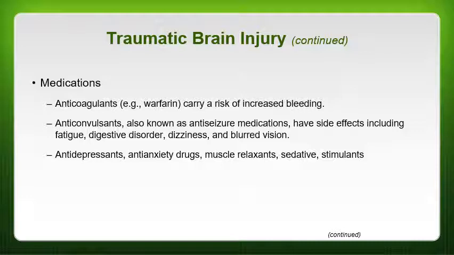Again, make sure to review your table. The medication table for traumatic brain injury is table 8.5. It outlines some of these medications, their effects, side effects, and how they would impact the person taking them.